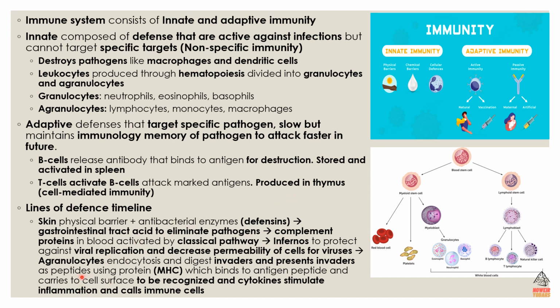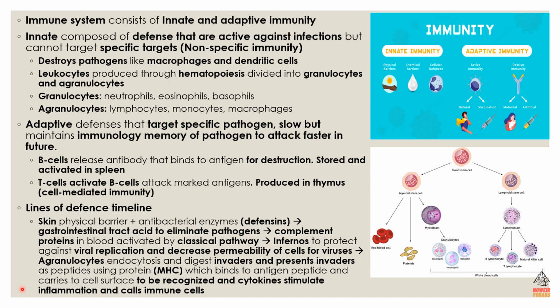Next, you have the agranulocytes. They initiate endocytosis and digest invaders and present invaders as peptides using a specific protein called MHC. So this is an important protein. You need to know it because I'm going to explain it and we're going to base a lot of stuff on it later on. And this MHC protein binds to the antigen peptide and then carries the pathogen to the cell surface to be recognized, and then cytokines stimulate the inflammation and cause the immune system to respond.